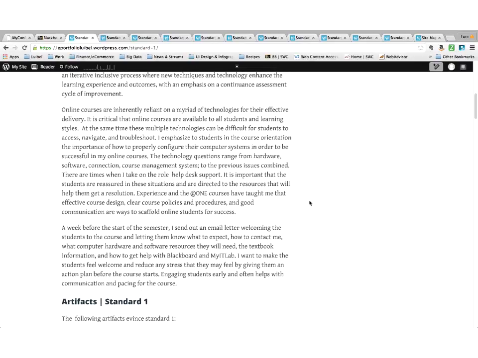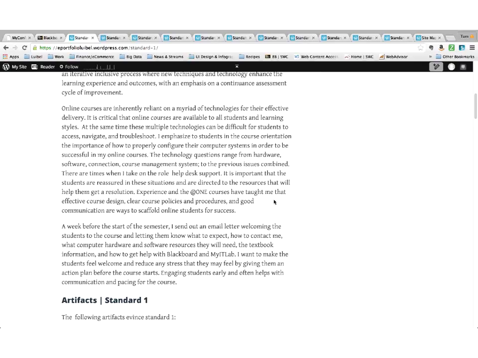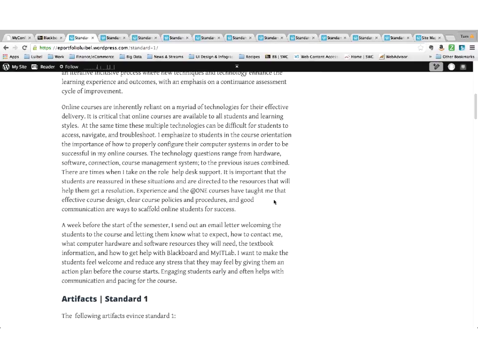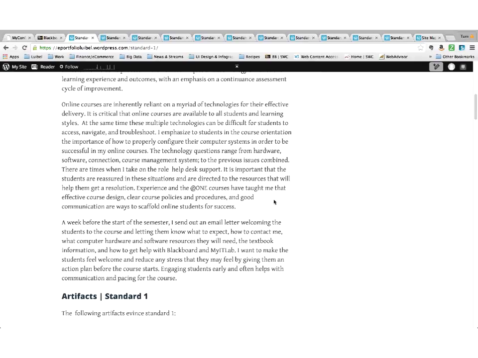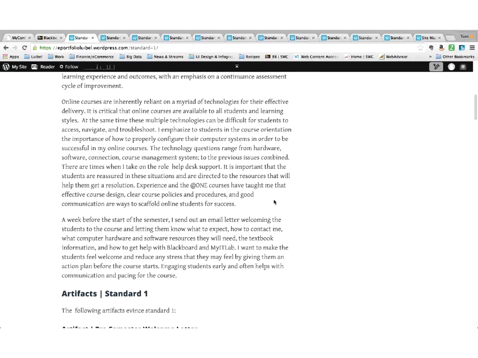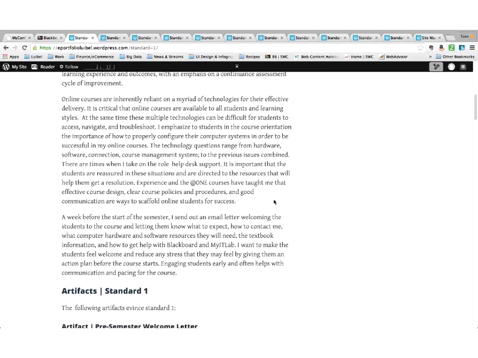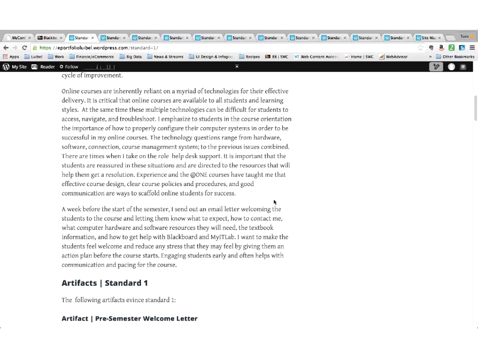What I've learned is that online courses are reliant on a myriad of technologies for their effective delivery. And it's critical that online courses are available to all students and learning styles. At the same time, these multiple technologies can be difficult for students to access, navigate, and troubleshoot. There is somewhat of a learning curve. I emphasize to students in the course orientation the importance of how to properly configure their computer systems in order to be successful in online courses.